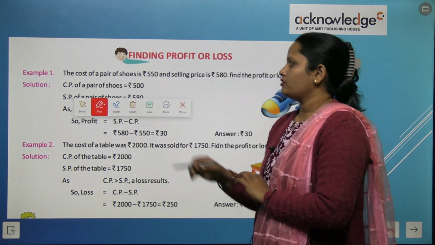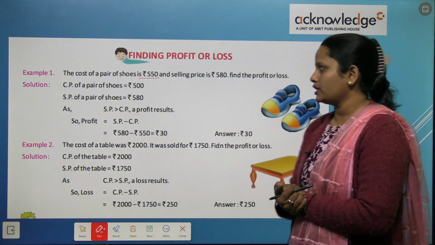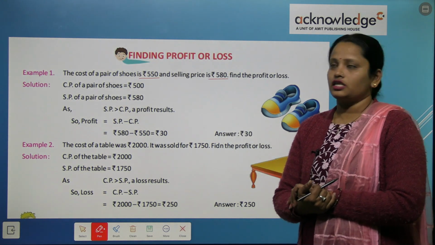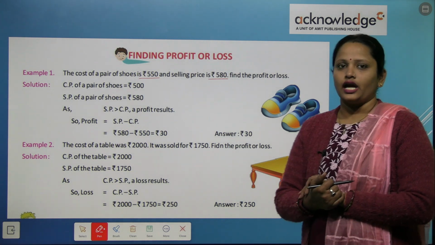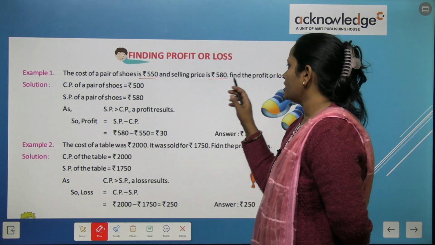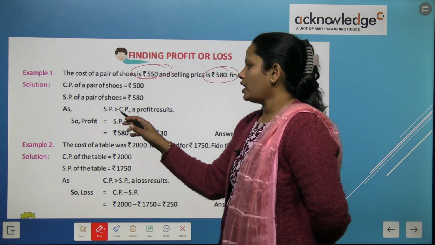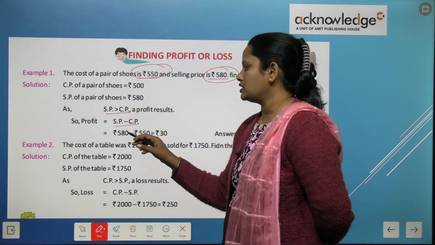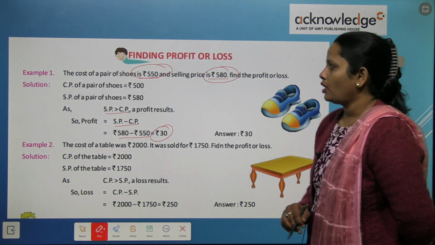The cost of a pair of shoes is this much. एक पेयर शूज हमने खरीदे इतने रुपीज के एंड सेलिंग प्राइस इज दिस मच. मैंने इतने रुपए की उसे बेच दी. Find the profit or loss. कितना प्रॉफिट हुआ या लॉस हुआ. सो अब आप देख सकते हो सेलिंग प्राइस जो ज्यादा है, कॉस्ट प्राइस कम है, इसका मतलब यहाँ पे प्रॉफिट हुआ. So SP is greater than CP. The profit result is SP minus CP, which is 30 rupees. तो मुझे 30 रुपीज का प्रॉफिट हुआ.